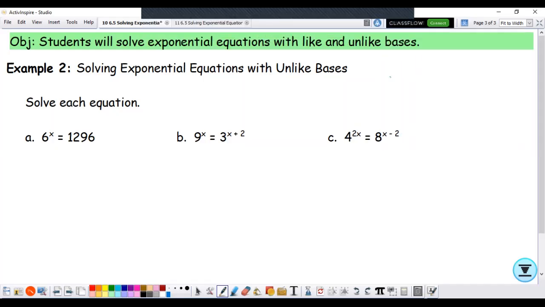So what do we do about solving exponential equations when our bases aren't the same or we don't have a base with an exponent like we see here in these examples? For example, here on example A, we have 6 to the x equals 1,296. I have a base of 6 to the exponent x equals a constant.